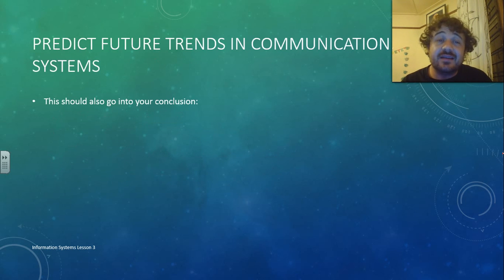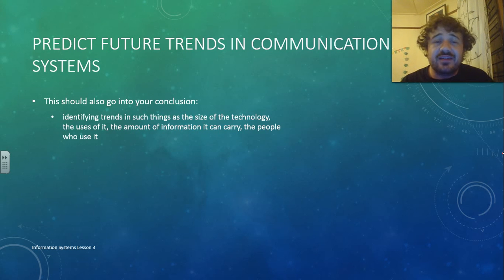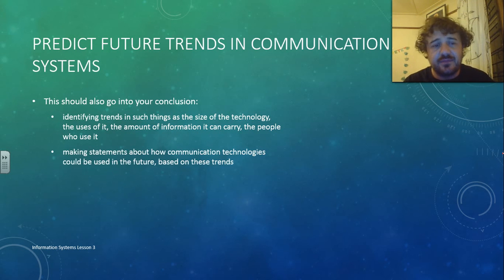Alright, so the last thing you want to do is predict future trends in communication systems. Again, this should go into your conclusion. You want to identify trends. A good example is the size and the technology, the amount of information you can carry or send, people who use it, and so forth. You want to make statements about how these technologies are going to continue to be used in the future. What's going to happen? For a long time there, people thought phones were just going to get smaller and smaller and smaller, and they've started to get larger again.